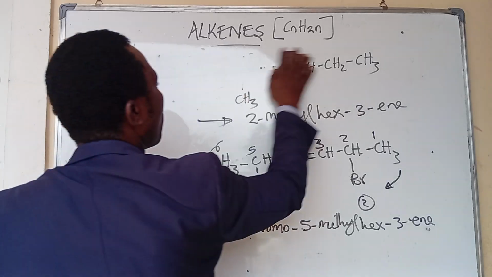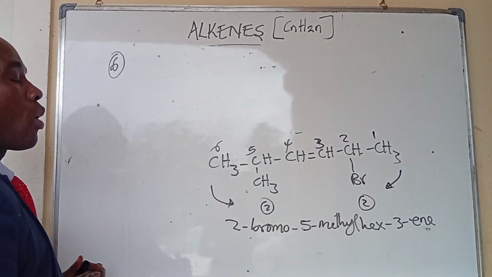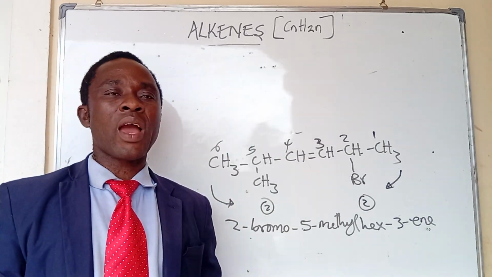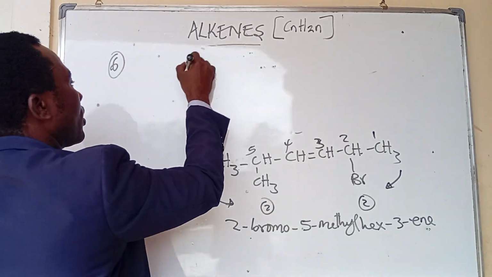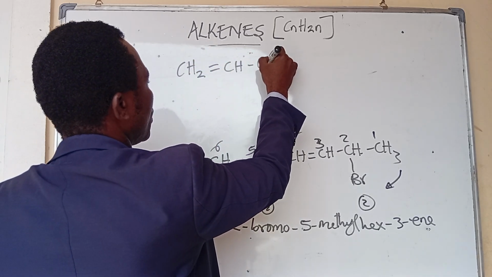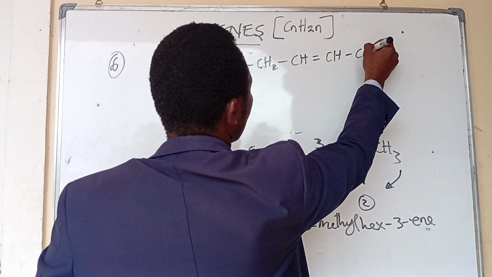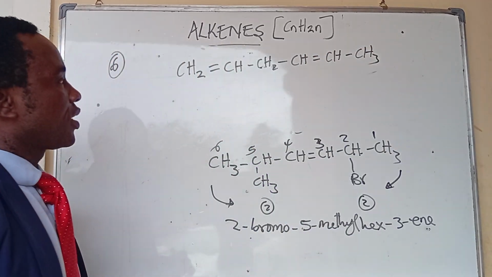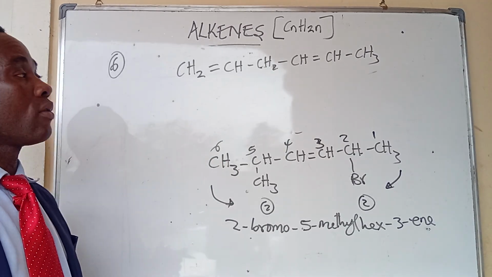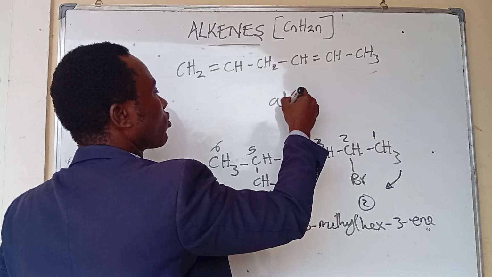Now, next, another rule, that is number 6. When we have two or more double bonds, like when you have CH2 double bond CH, CH2, CH double bond CH, then CH3. You can see from here that we have two double bonds in this place. How do you name this kind of alkenes? Now, if you want to name them, you start with what? The alka.